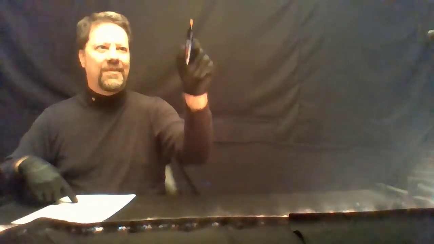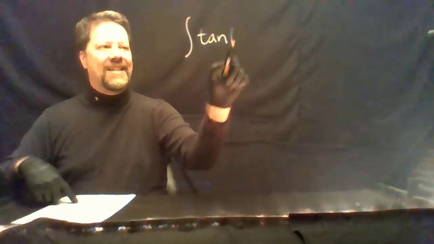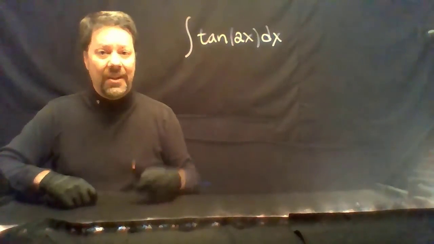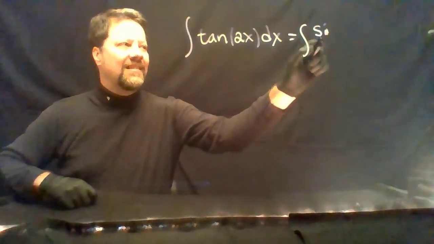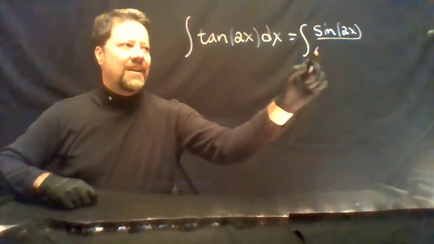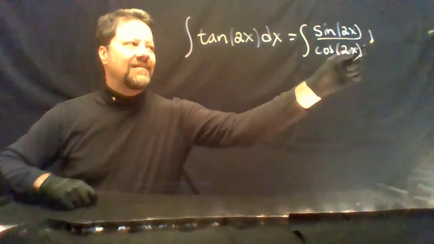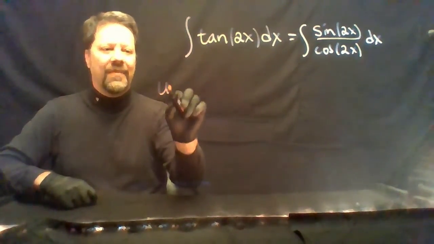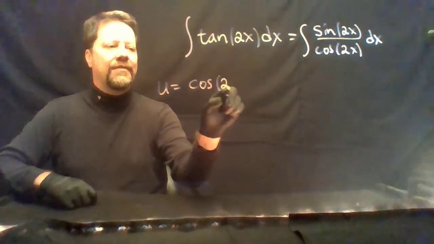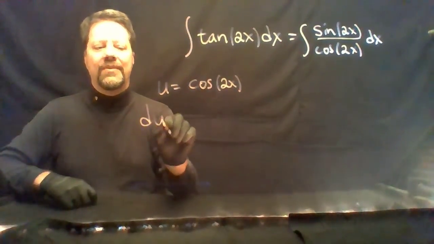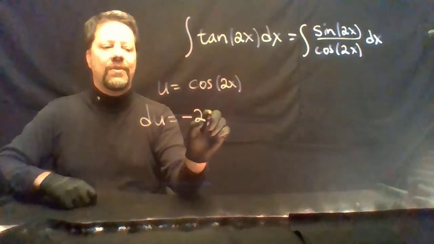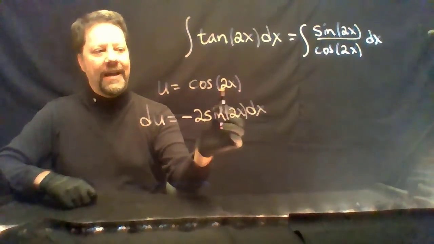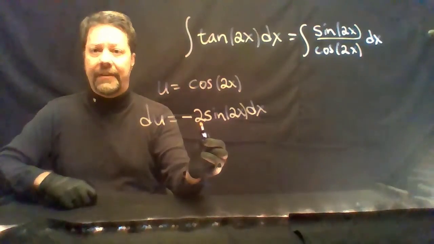And now we're at the last problem. The integral of the tangent of 2x dx. Tangent always needs to be broken up into sine over cosine. And just to be careful, let's do the u sub. U is going to be cosine of 2x, so that du is minus 2 sine of 2x dx. We have to use the chain rule, and that gives us the factor of 2.